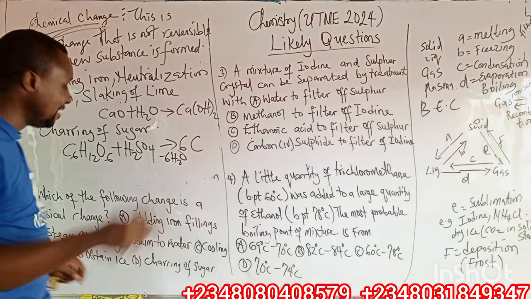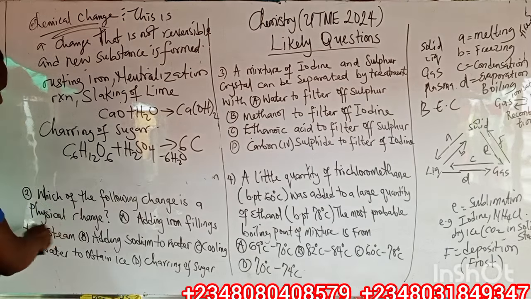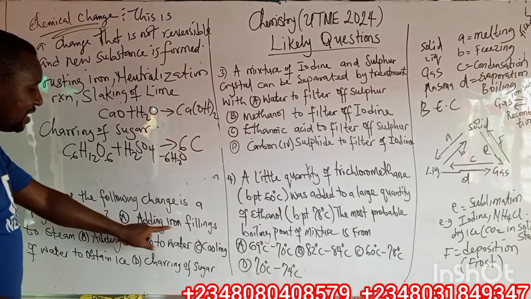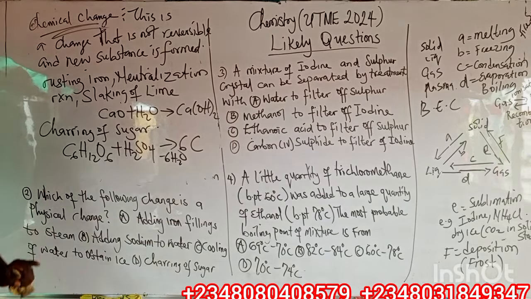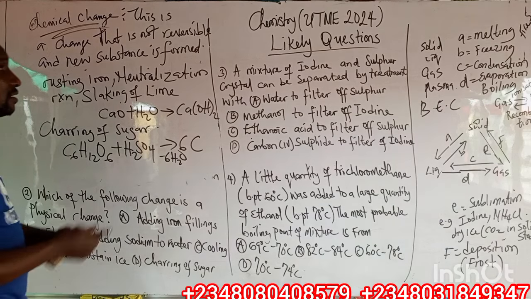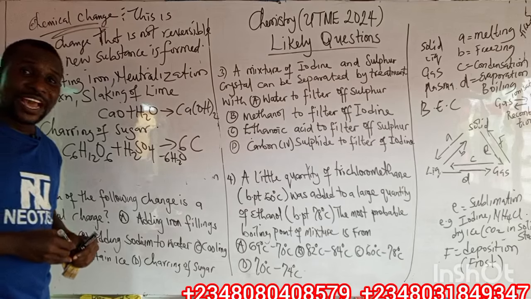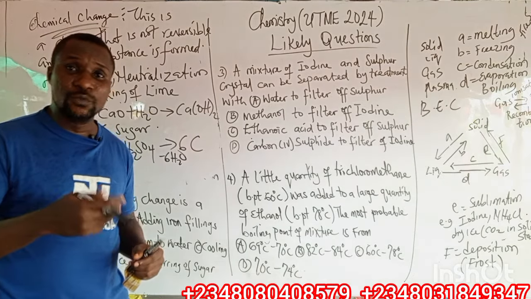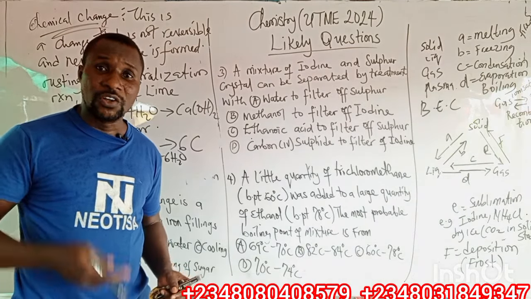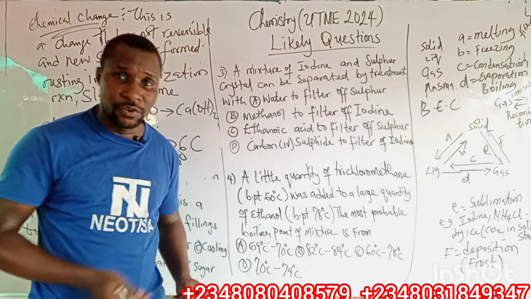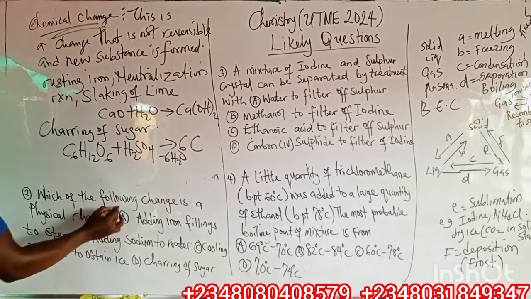Which of the following changes is a physical change? Adding iron filings to steam. This one is a chemical change. When iron reacts with steam, it forms what? Iron oxide. Oxide of iron is a chemical change. Can never be the answer.